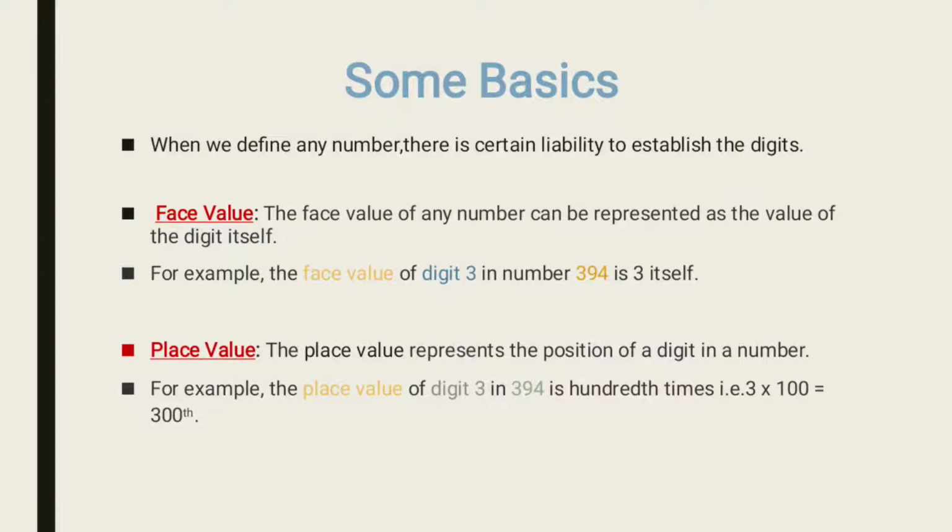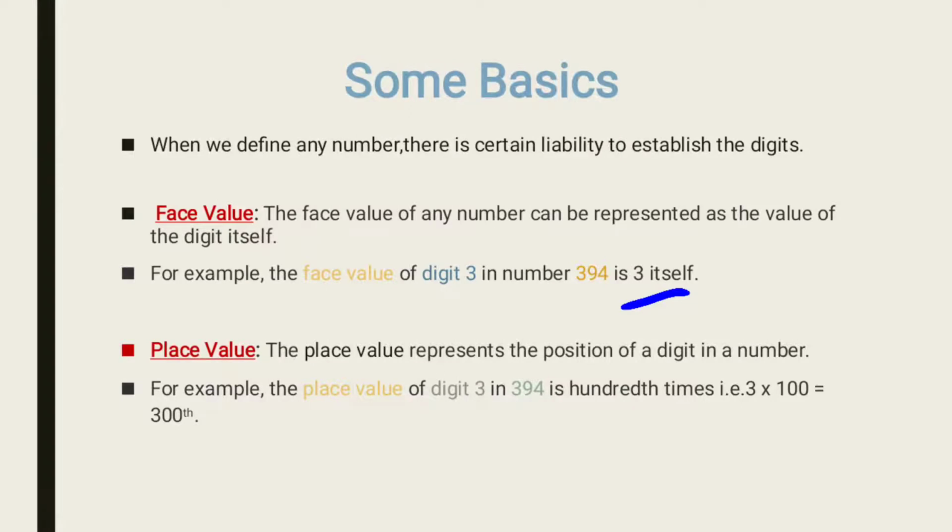So what is a face value? Face value of any number can be represented as the value of the digit itself. Means the face value is the digit itself. For example, there is a number 394 and we have to find out the face value of digit 3. Then the face value of the digit 3 in the number 394 will be 3 only.